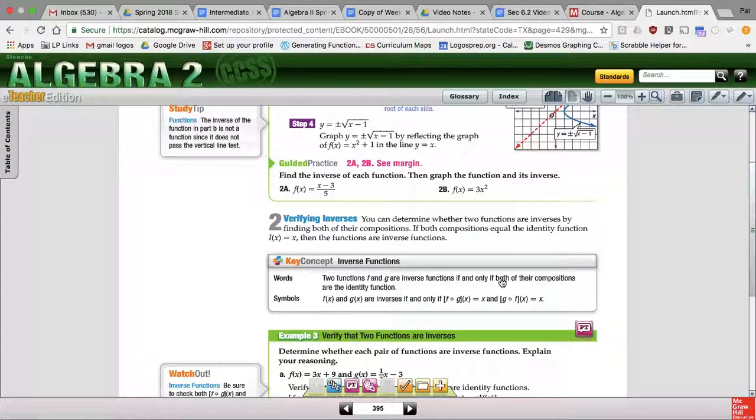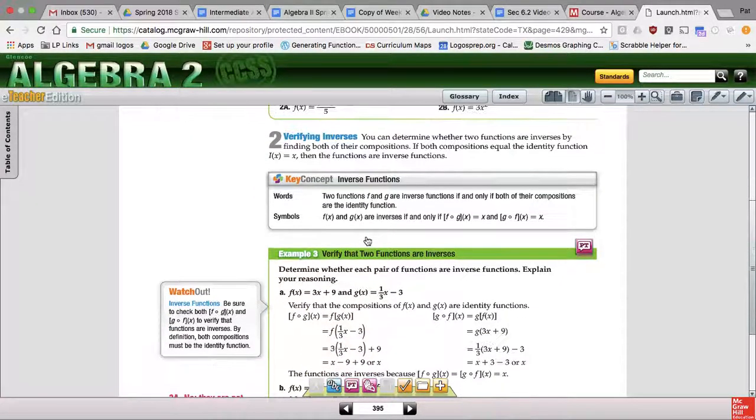Okay? How can we verify inverses? Well, you can determine if two functions are inverses by finding their compositions. If both compositions equal the identity function x, then the functions are inverses of each other. So what we're saying is two functions, f of x and g of x, are inverses of each other if and only if both of their compositions, f of g and g of f, equal x. Not negative x, not x plus 1, not 1 over x, not x squared, just x, and they both have.